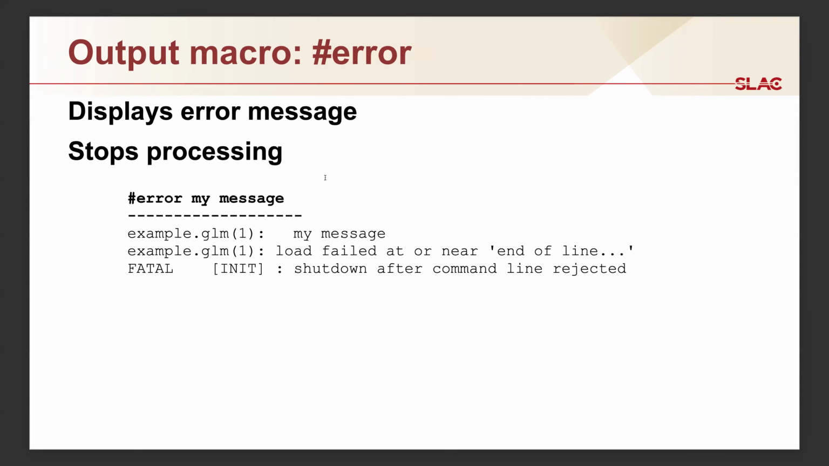Error works similarly, and when the loader encounters an error, it will stop processing and cause the loader to force the simulation to exit. And that's normal behavior. Errors are considered to lead to fatal errors at some point. And here the fatal error mechanism is to simply shut down command line parsing, which is in this case the loading of that GLM file.